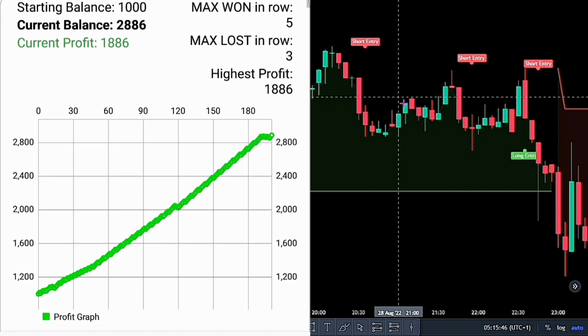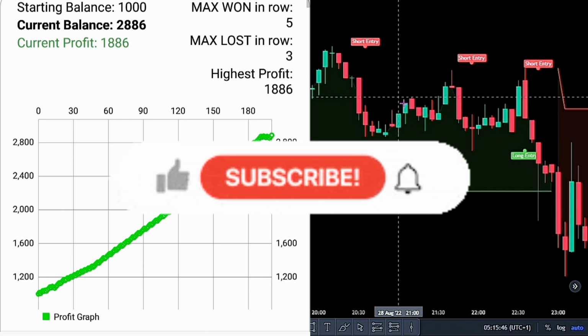So you definitely want to expect that number to be lower when trading live. The profit factor for this strategy is looking good, I guess, and we had 5 wins in a row against 3 losses in a row. So yeah, I'm definitely happy with these results.